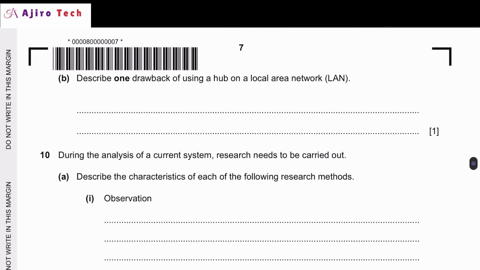All right. The second part, describe one drawback of using a hub on the local area network. Now, one that you can think of without thinking too much is it cannot differentiate. Unlike the switch has what we call the what? The media access control address, which can differentiate. But with the hub, it sends to every device connected, so it cannot differentiate. Do you understand? It cannot differentiate.